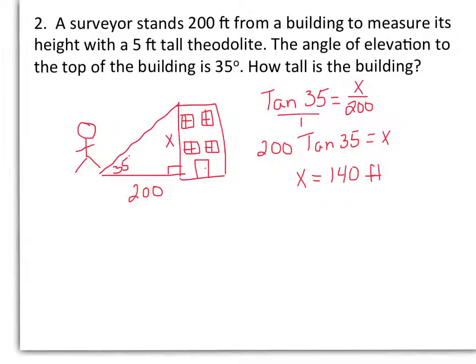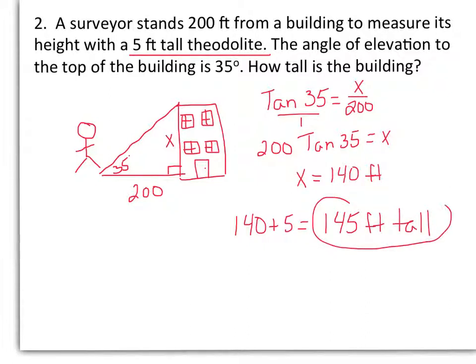Now, if we go back, he is holding a 5-foot tall theodolite. So we have to add 5 feet to our 140 to get the actual height of the building. So the building is 145 feet tall. That's our final answer.